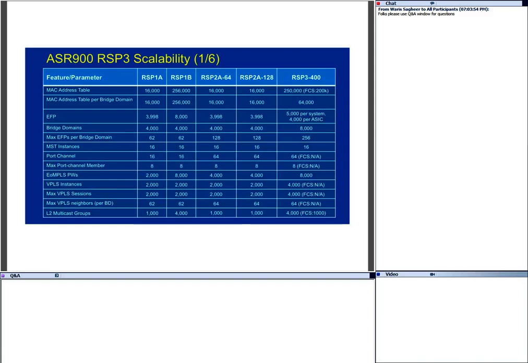So in RSP2, we have 16K MAC addresses, but with RSP3, we went from 16K to 250K. Right? At FCS today, we support 200K, but the RSP3 has the capability to go to 250K, which we have on the roadmap to be supported as well. All the other ones, like the EFPs, we support around 5,000 EFPs for the entire system. The number of MAC addresses in the bridge domain is 64,000. All these are data points.